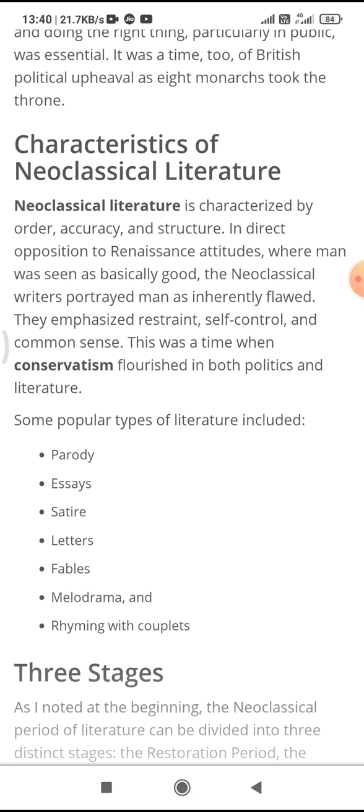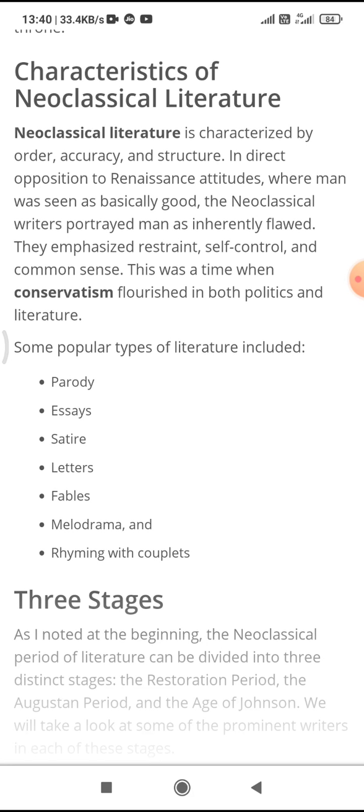So, there are some features or characteristics of this period. Let's have a look. Characteristics of Neoclassical literature. Neoclassical literature is characterized by order, accuracy, and structure. In direct opposition to Renaissance attitudes, where man was seen as basically good, the neoclassical writers portrayed man as inherently flawed. They emphasized restraint, self confidence, and common sense.